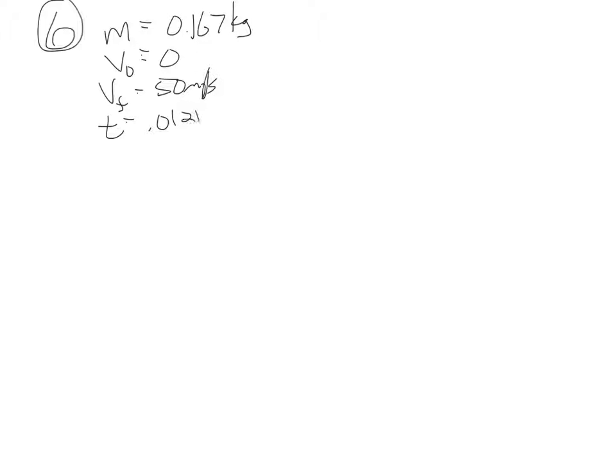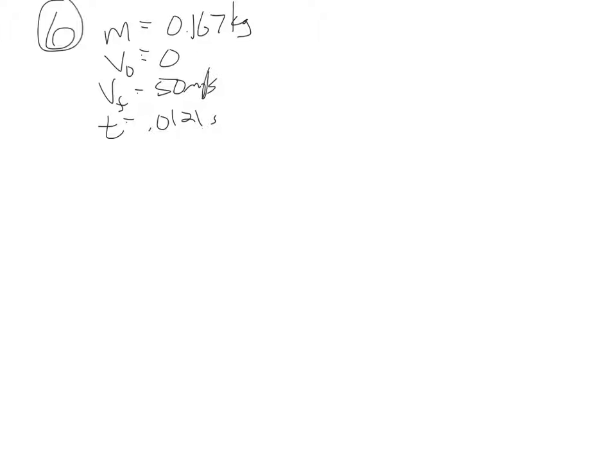Alright, so number 6, a hockey player accelerates a puck which has a mass of 0.167 kilograms from rest to a velocity of 50 meters per second. From rest means initial velocity of 0, so that's a final velocity of 50 meters per second in 0.0121 seconds. So that gives me a time of 0.0121 seconds. Determine the acceleration of the puck, neglect friction.